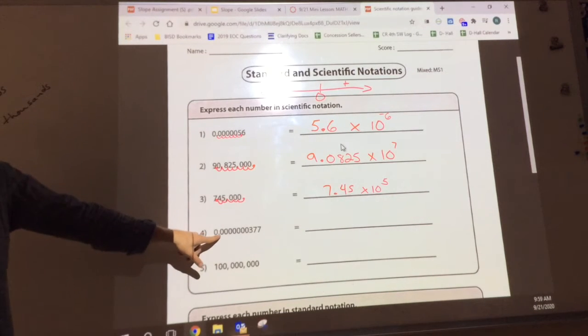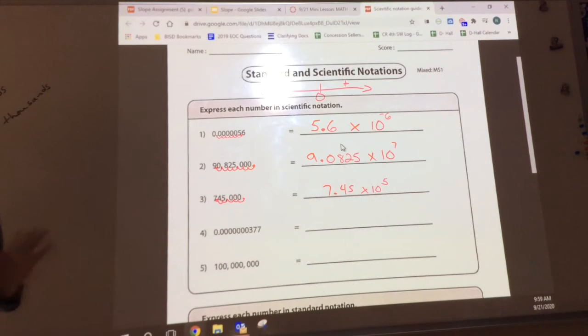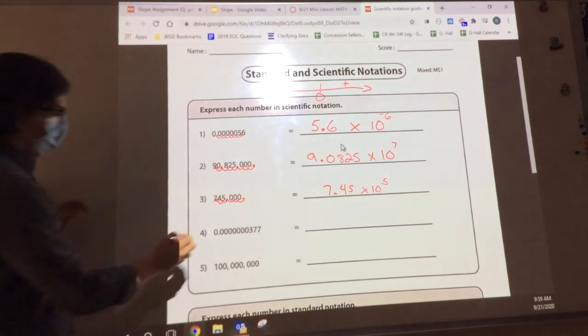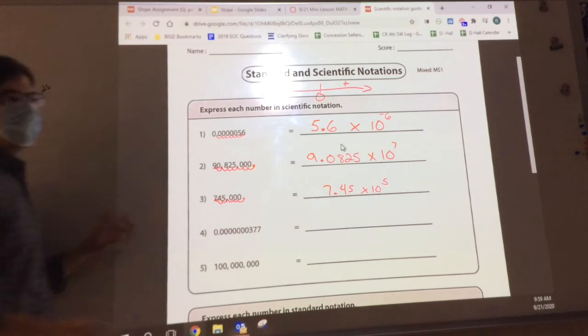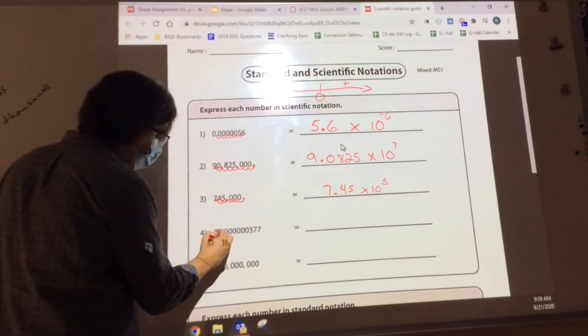Here's my decimal. Notice that the zeros are to the left of my non-zero digit. So that means that there's going to be a negative exponent. Can we all agree with that? All right, so I'm going to move it. Where am I going to move it to? Anthony, where am I going to move it to? You're going to move it between the 3 and the 7 on the left. Excellent. Great job. Thank you, sir.